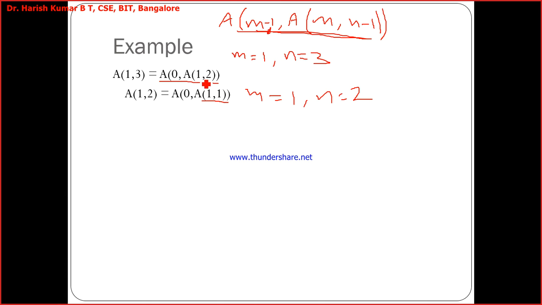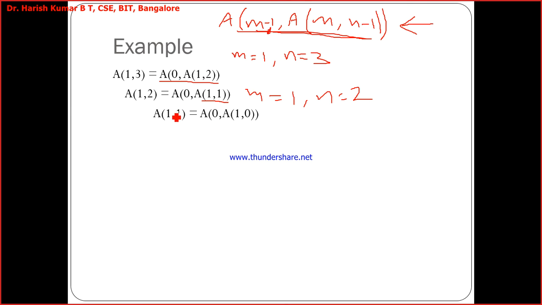See, a of 1 comma 3 is equal to this, and a of 1 comma 2 is equal to this. Now I have to find a of 1 comma 1. Again the first argument is greater than 0, and the second argument is also greater than 0. Which equation do I have to apply? The same equation again. Are people following? Yes, sir. Okay. So I have to apply the same equation again.